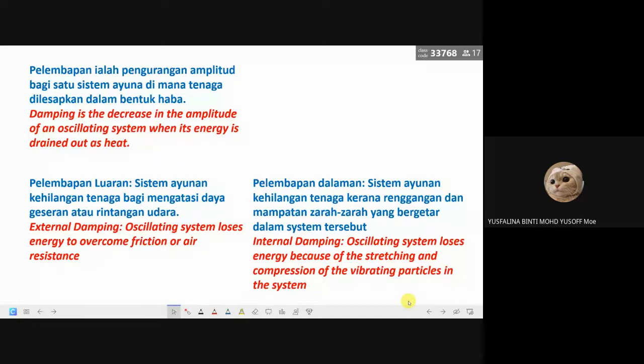What comes from the outside is called external damping, and what comes from inside the system we call internal damping. External damping is actually from the air friction from the surrounding, while internal damping comes from the system itself, from the vibration or the compression or the stretching, because we know all that needs energy. So they will use the energy to overcome this internal and also the external damping.